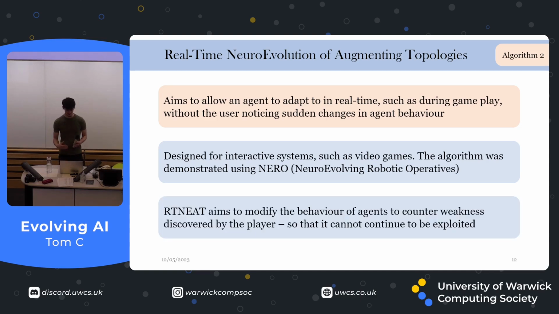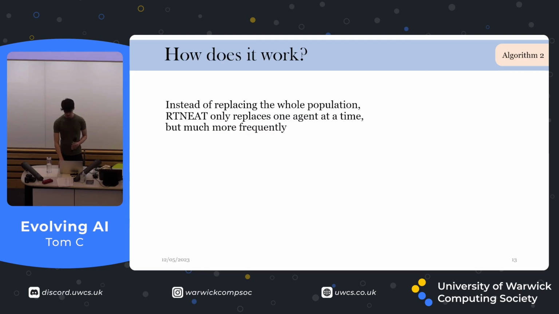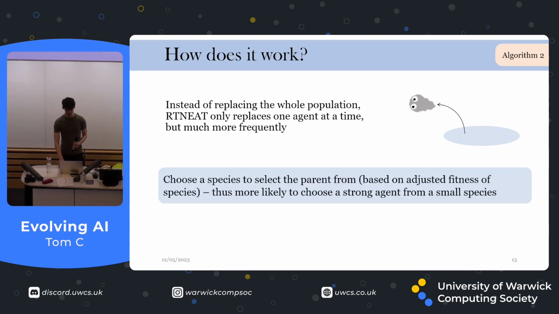Like I said, it aims to modify the behavior in real time so that it can counter weaknesses that the player might be exploiting too heavily. So how does this algorithm work? Well, instead of replacing the entire population at a time, as we do in NEAT, we simply select one of the agents that we deem to be a weak agent, and we choose a new species from the remaining agents to be the parent of our new agent.